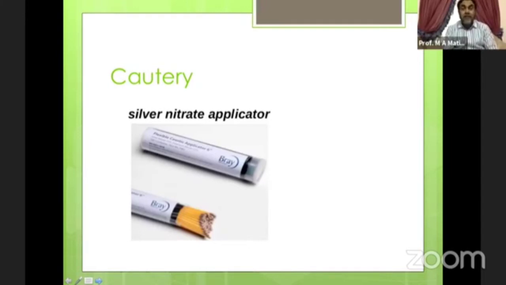But if the cautery fails or you cannot find the bleeding point, and diffuse bleeding is coming up, the next step, the third step, is packing.